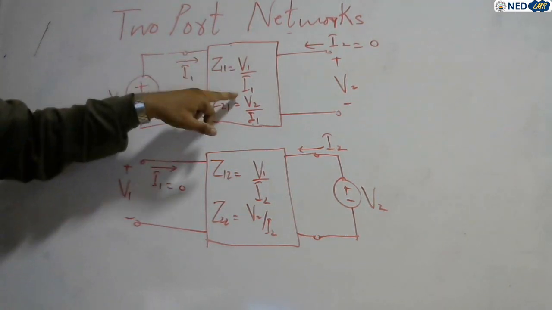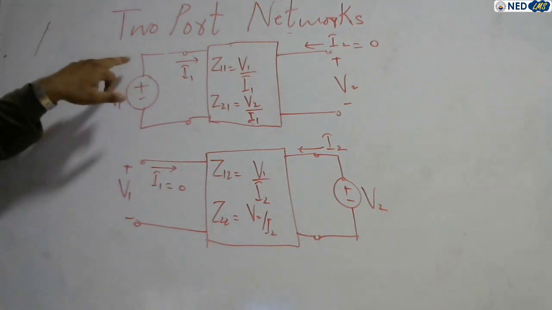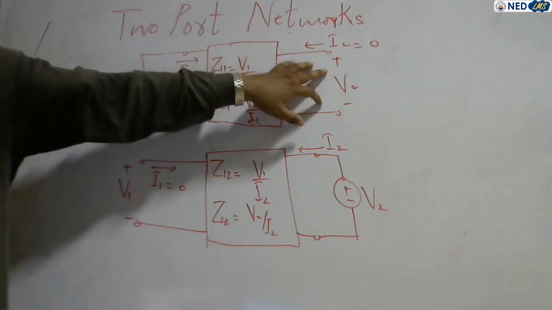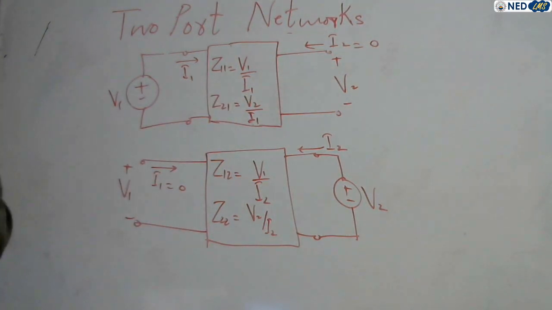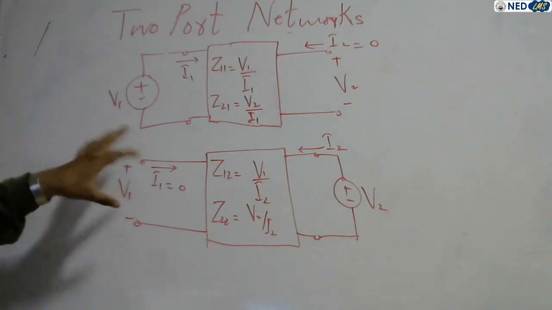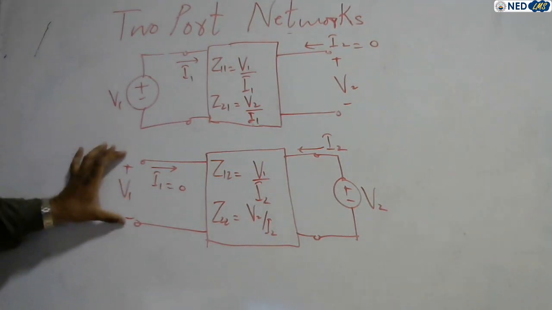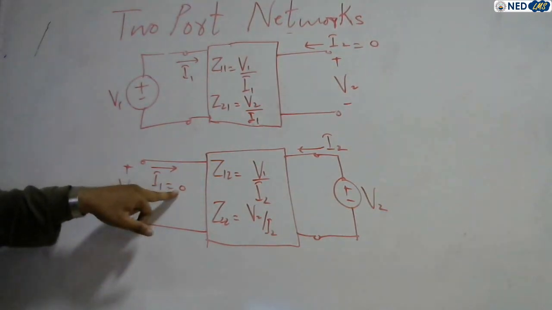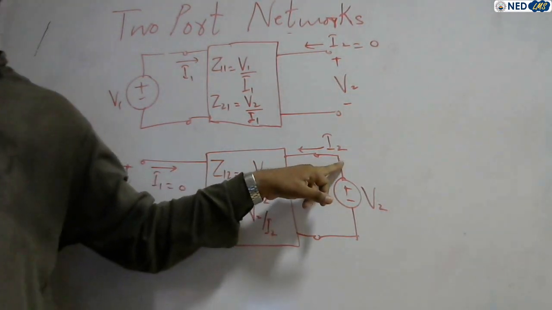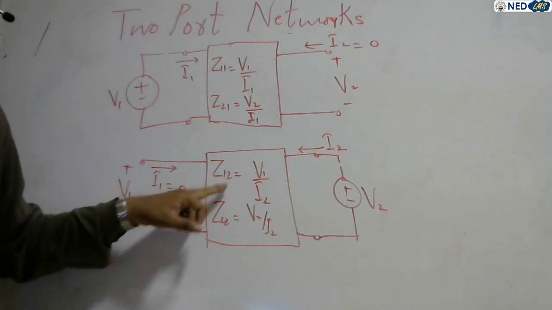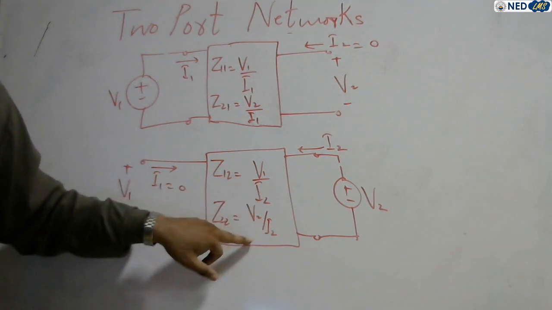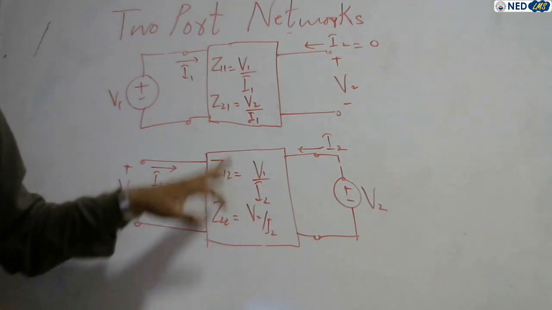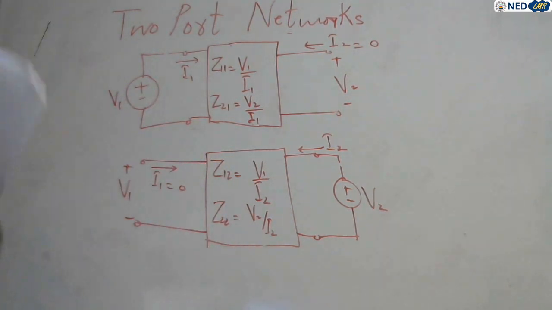In both denominators the current I1 appears, because I1 flows, not I2. I2 is 0. In both of these impedance parameters, the ratio has I1 current existing. In the second circuit, the input terminals are open, so that current is 0, but the output current I2 flows. So for the impedance parameters Z12, Z22, in the denominator I2 appears. In both denominators the current I2 appears. I hope you understand.